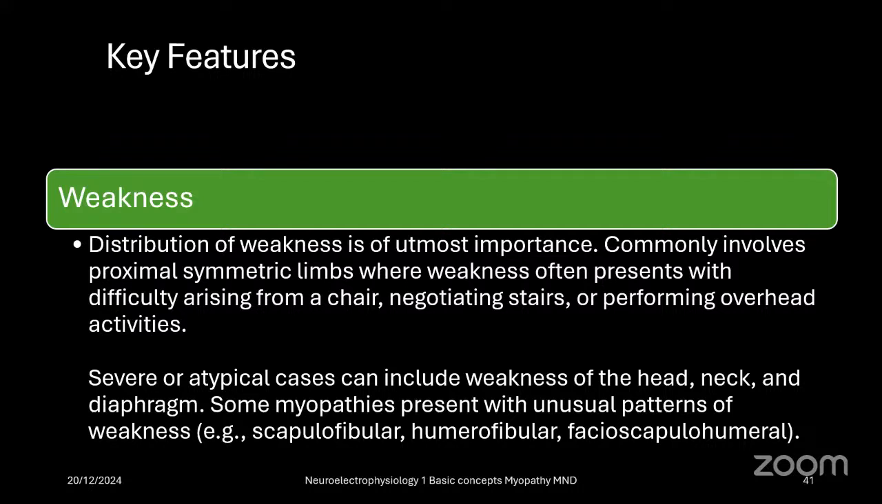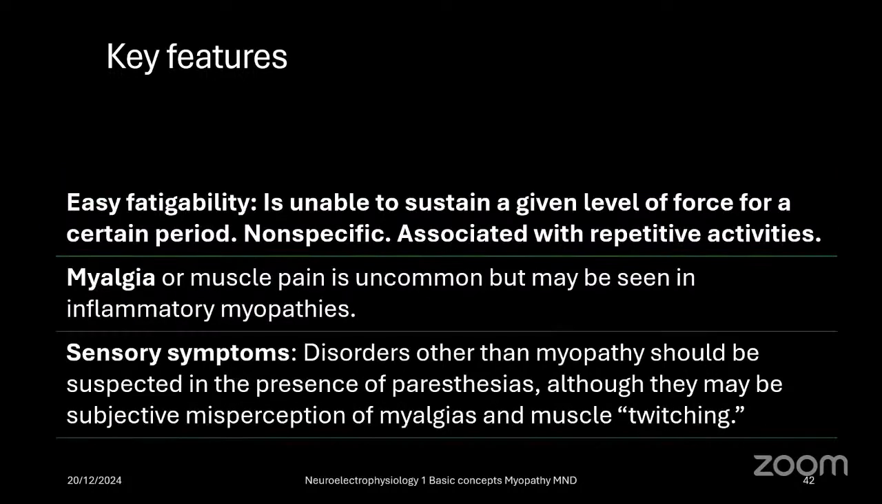Some myopathies present with unusual patterns of weakness like scapuloperoneal, humeroperoneal, facioscapulohumeral. So there are certain myopathies which have a different affliction of weakness in upper and lower limbs. Easy fatigability is being unable to sustain a given level of force for a certain period. It's a non-specific finding associated with repetitive activities.